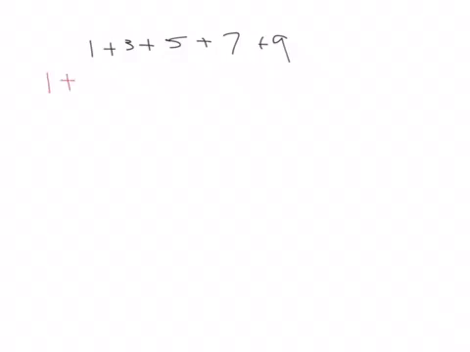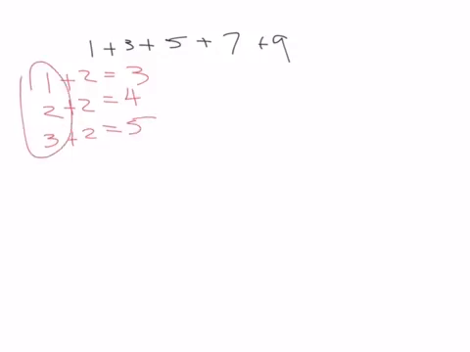Alright, so let's go ahead and show you what I mean here. We can take 1 plus 2 and get 3, and then 2 plus 2 gives me 4, 3 plus 2. So when I just add 2 to my first, second, and third number, I am not getting this list of numbers. So I've got to find a formula so that when I put 1, 2, 3, 4, 5 in, I'm going to get 1, 3, 5, 7, 9. So this formula isn't going to work.